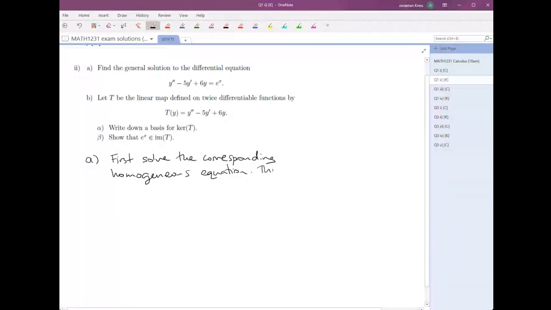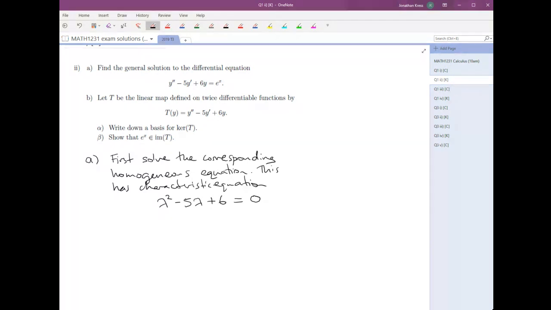So I'll say this has characteristic equation, and you get that by replacing the second derivatives with something squared. I'm going to call that something lambda. The first derivatives get replaced with just that something lambda, and the y itself is just a constant in this equation. Okay, so this is a quadratic equation in some parameter, which I'm calling lambda.